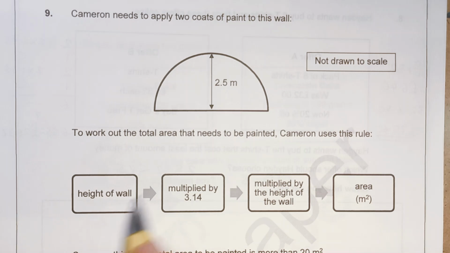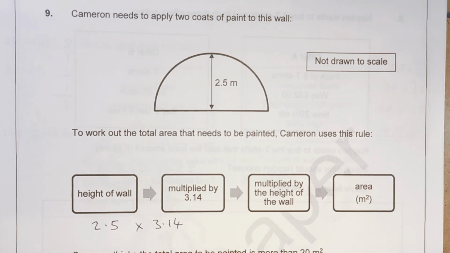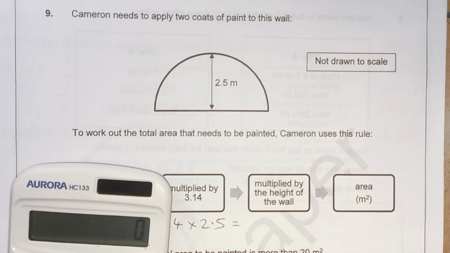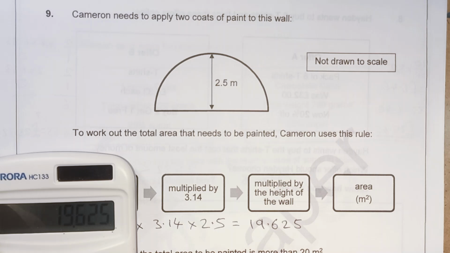So the height of the wall, well, that's 2.5. Then we're going to multiply it by 3.14. Then we're going to multiply it by the height of the wall. So another 2.5. And that's going to give us the area in metres squared. So 2.5 times 3.14 times another 2.5 gives us 19.625.